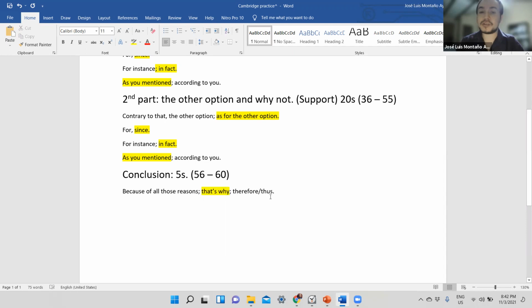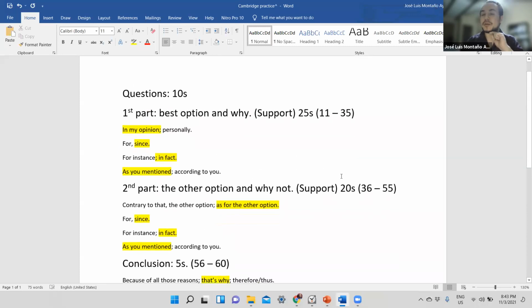giving a short summary saying, "And that's why I believe that this is the best option," right? Very similar to the TOEFL. So you say, "And that's why I believe that being honest with your friends is always the best option." And period. Okay, do you have any questions about this?